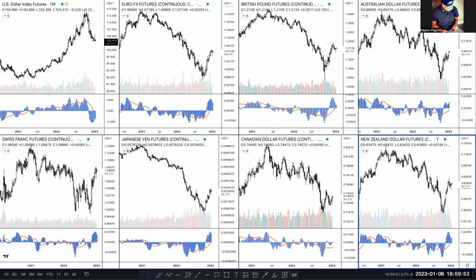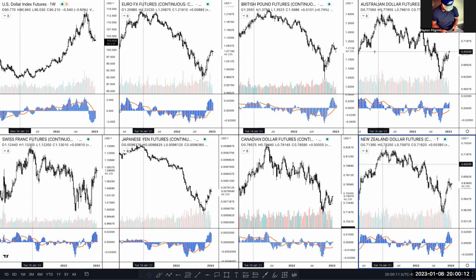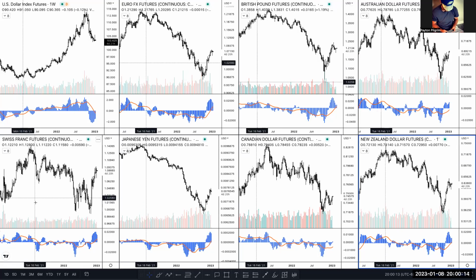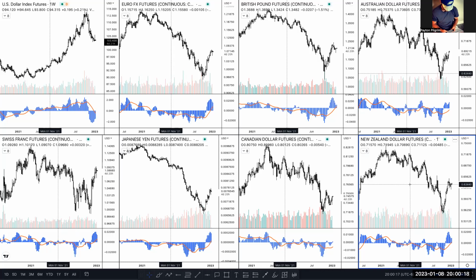This is Peyton Pips. We are starting off a little bit differently this week, taking full advantage of TradingView. We have the 8 major currencies that we like to trade. Top left being the dollar, and then we have the euro, the British pound, Australian dollar. Bottom left, Swiss franc, the yen, the CAD, and the New Zealand dollar.